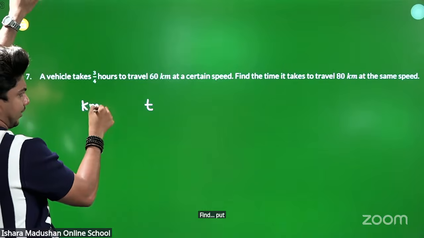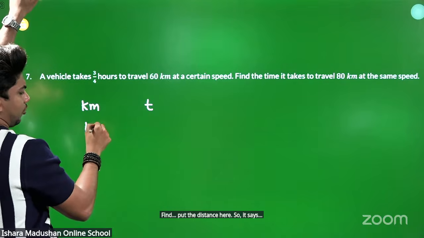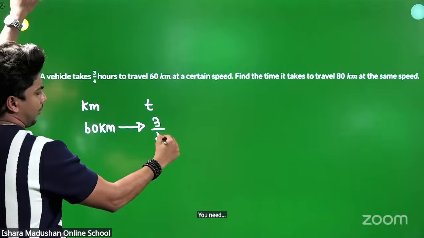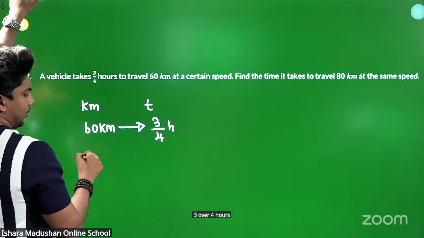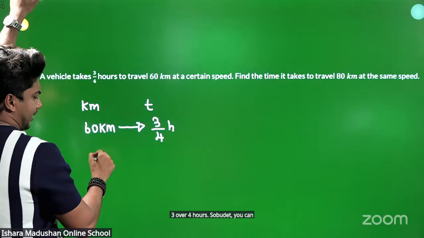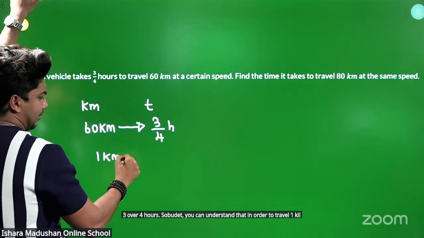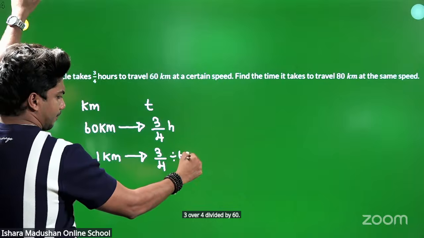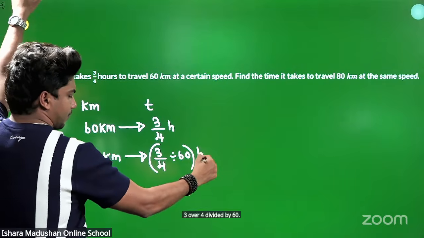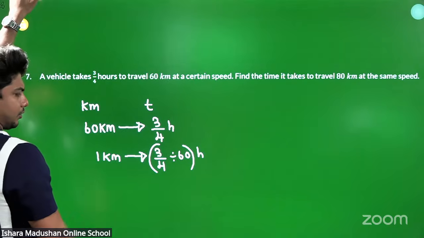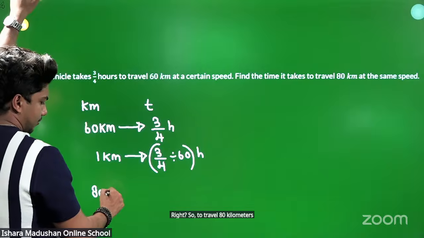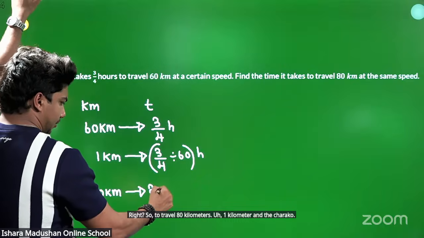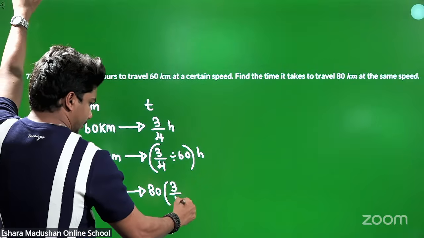Put the distance here. So it says to travel 60 kilometers, you need 3 over 4 hours, right? 3 over 4 hours. So son, you can understand that in order to travel 1 kilometer, what time do I need? 3 over 4 divided by 60. Right? So to travel 80 kilometers, I need that much for 1 kilometer, so for 80 kilometers, 3 over 4 divided by 60.